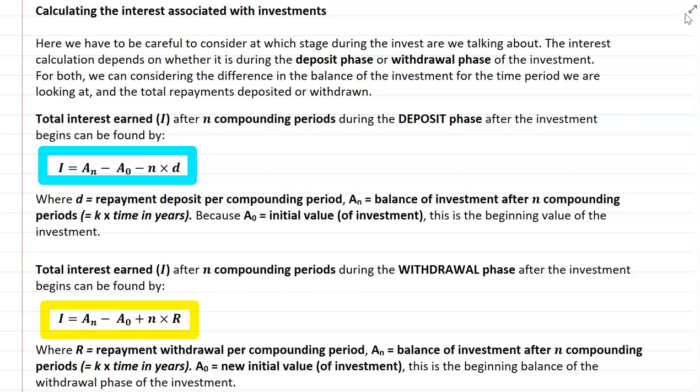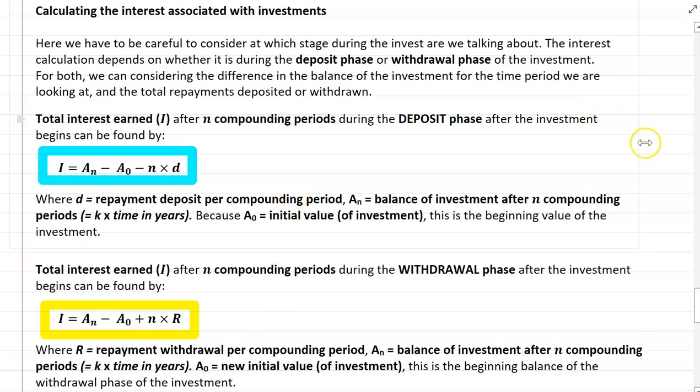The first is during the deposit phase, and you can work this out by looking at the difference between the balance you're after and the principal, and you minus off the number of compounding periods multiplied by the deposit amount you've been regularly putting into the account.